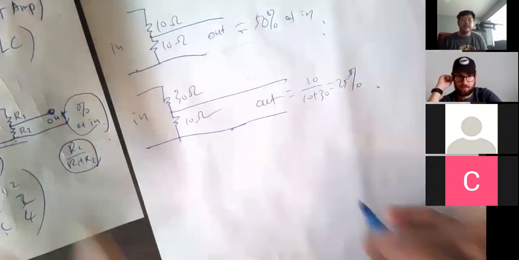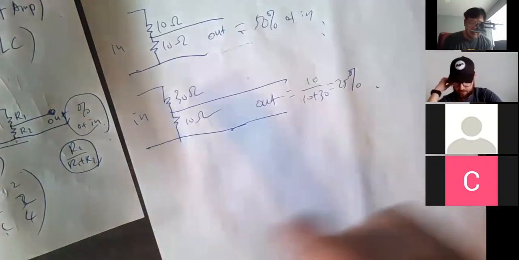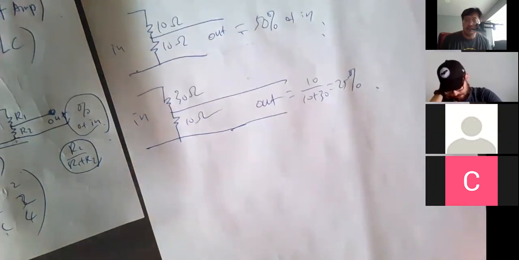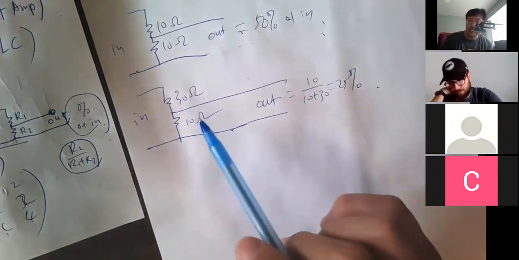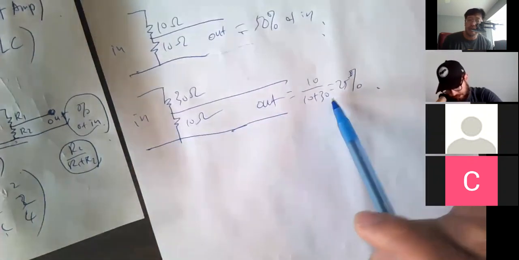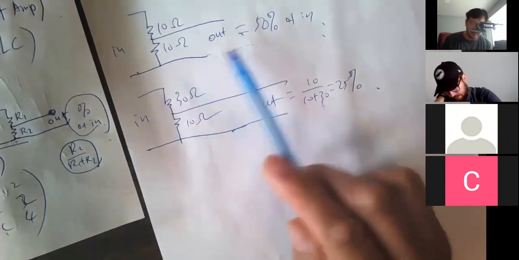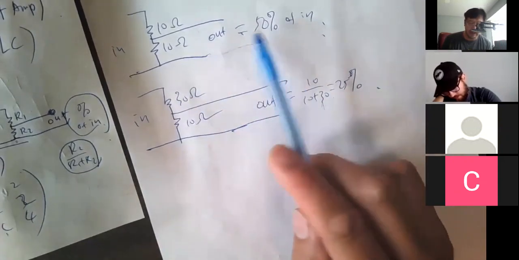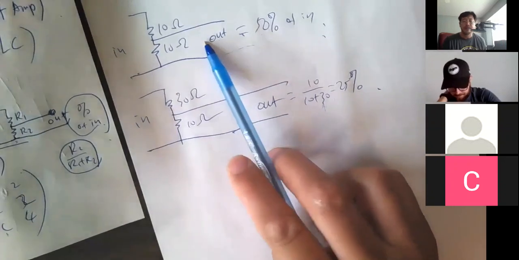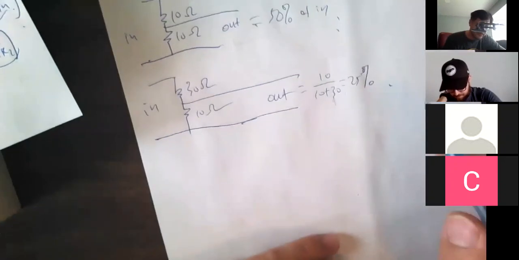So this is a divider. That's how it got named. It divides. So 100% goes in, but in this case, only 25% will come out. In this case, 50% of the signal will come to the output. So you get a percentage. So this is a divider.